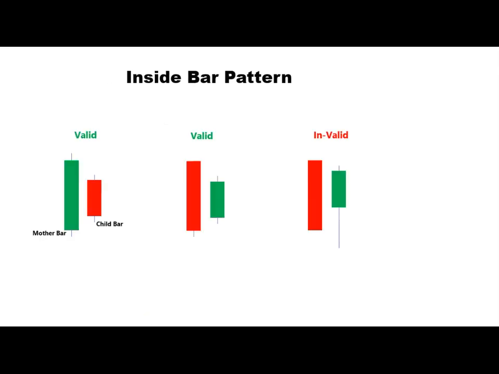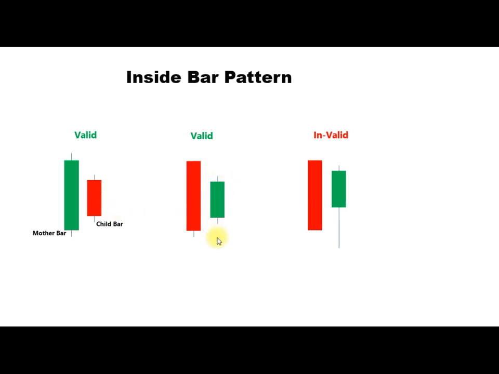These are the different inside bar patterns. Here we can see that this is a valid pattern. Why is this a valid pattern? Here we can see the mother candle and the child candle, that is, mother bar and the child bar. Why is this called a mother bar? Because after this candle is formed, the immediate next candle is a small candle. That is, the high and low of this child candle is inside the high and low of the mother candle. So this is called the child candle, that is, child bar. So this is how the inside bar pattern looks. The color doesn't matter, it can be red or green.